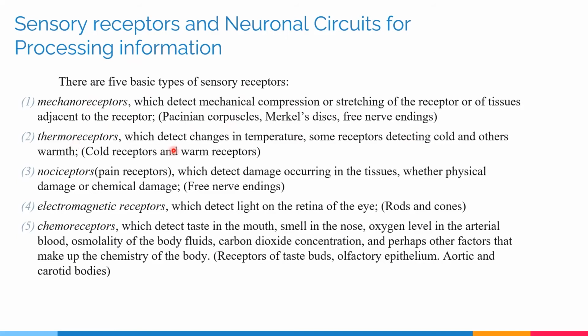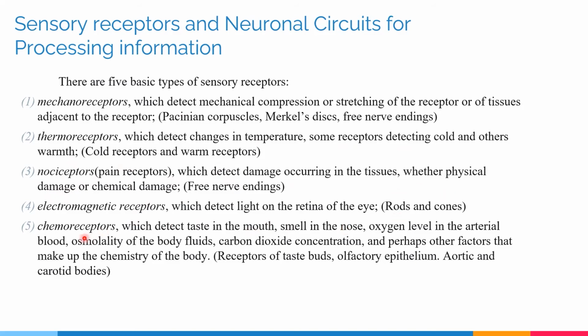Thermoreceptors detect changes in temperature, where some receptors can detect cold and others can detect warmth. These include cold receptors and warm receptors. Nociceptors are essentially pain receptors, which detect damage occurring to tissues, whether physical damage or chemical damage. These include free nerve endings. Electromagnetic receptors detect light on the retina, which obviously are the rods and the cones.